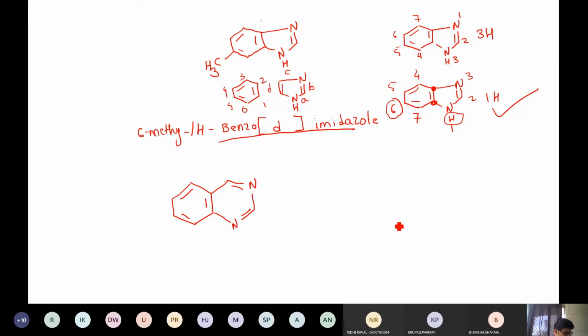Are you done? Yeah. So the basic scaffold is benzo, something in bracket, pyrimidine, right? Yes, sir. And alphabet you can start from A, B, C, D, E or A, B, C, D. So that is D is right. D. So benzo D, pyrimidine.